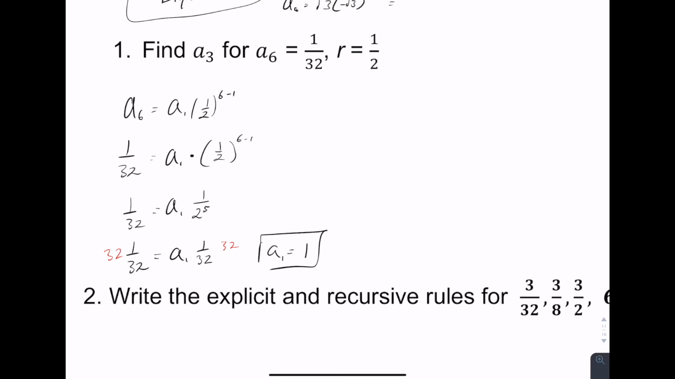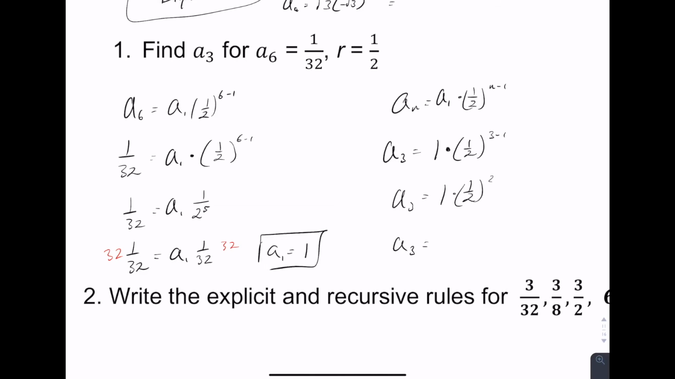Okay, now that I know a1, I can use this formula again. So an equals 1 times 1/2 to the n minus 1. And so since I want to figure out a3, if I'm building the formula, this would be a1. So it's 1 times 1/2 to the 3 minus 1, so a3 equals 1 times 1/2 to the squared power. So a3 equals 1 times 1 over 4, so a3 equals 1/4.